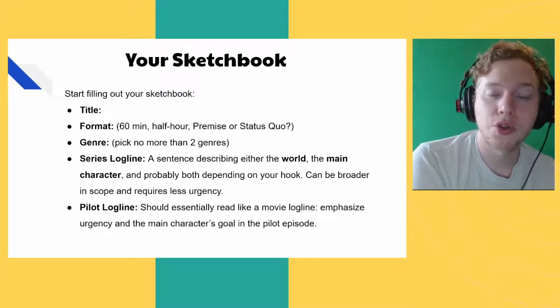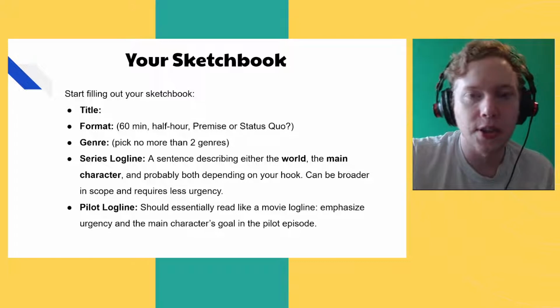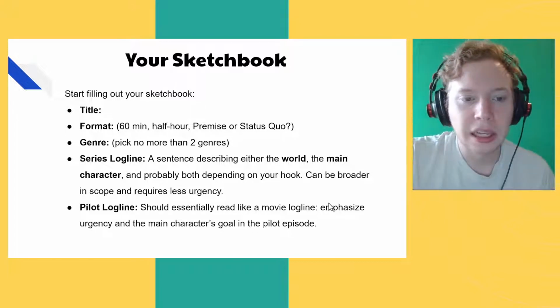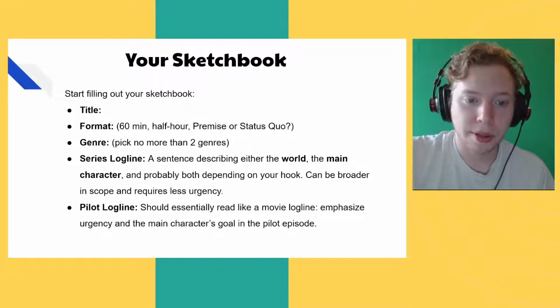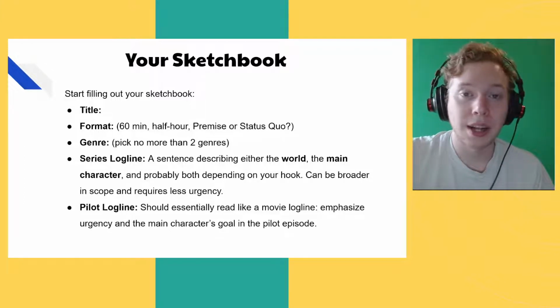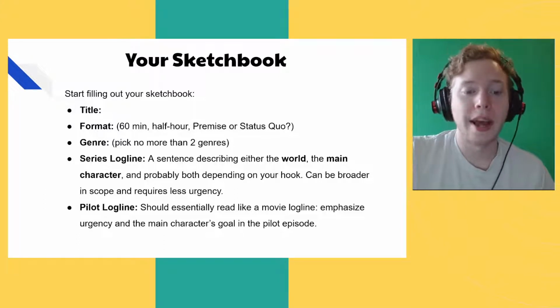So, genre. Don't pick more than 2 genres to combine. Once you combine too many flavors, it starts to feel like no flavor at all. Series logline. That's one sentence that describes the world, the main character, and probably both. It can be broader in scope and requires a little less urgency than the pilot logline, which should essentially read like a movie, emphasizing urgency and the main character's goal in the pilot episode.